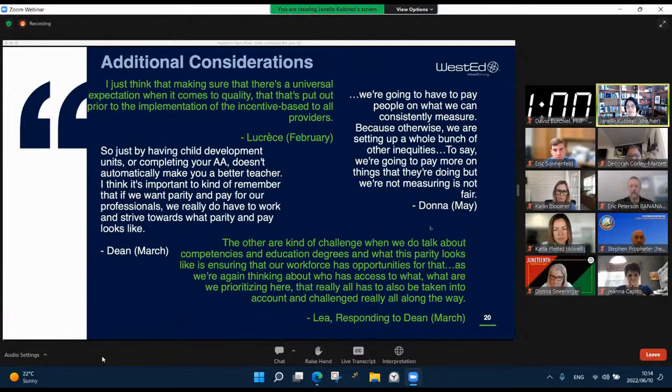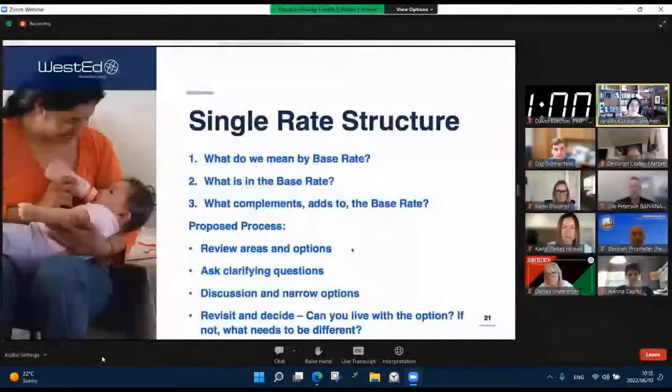So those are, I think in your voice, the things that have gotten us to this moment where we can clearly look at these questions and say, okay, what do we mean by base rate? What is the base rate? And what may be complementing or adding to the base rate? Those are the three questions. And again, a reminder about process.